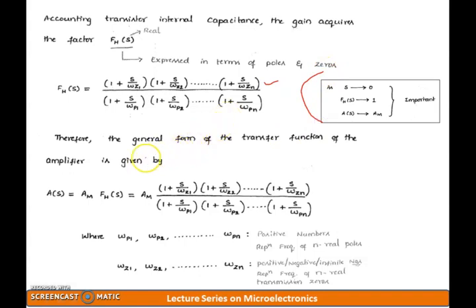Therefore the general form of the transfer function of the amplifier can be rewritten in this format. A of S is equal to AM, FH of S, which is equal to AM multiplied by 1 plus S by omega Z1, and so on, divided by 1 plus S by omega P1, where omega P1 stands for the real poles and omega Z1 stands for the real transmission zeros, that is, the poles and zeros of the transfer function.